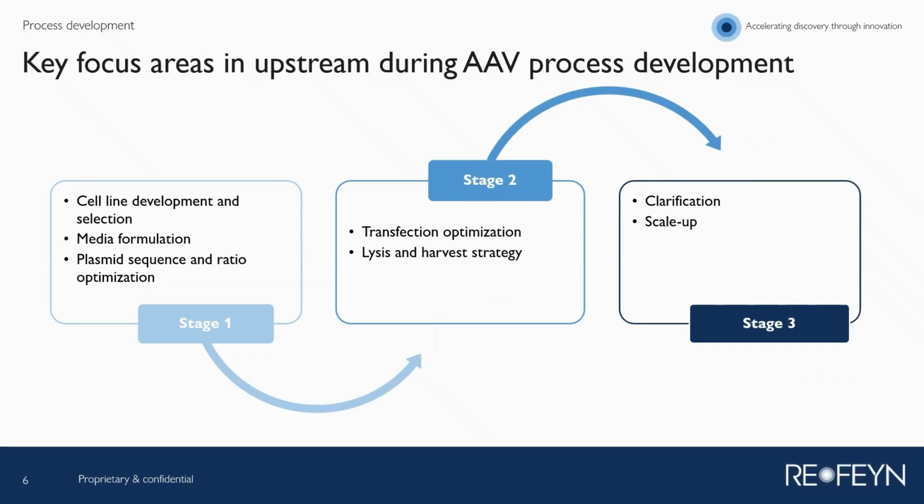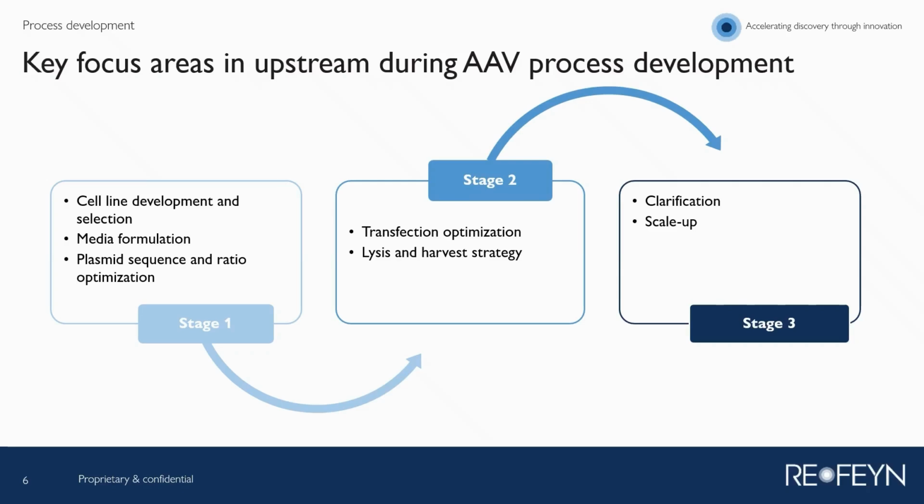Regardless of the drug, this phase usually starts off with cell line development and selection. This step is where you identify and even engineer your host cell line to optimize high AAV production and also good quality. This is followed through with the identification of the best media formulation to ensure that you have optimal cell growth, good productivity, and good yield.